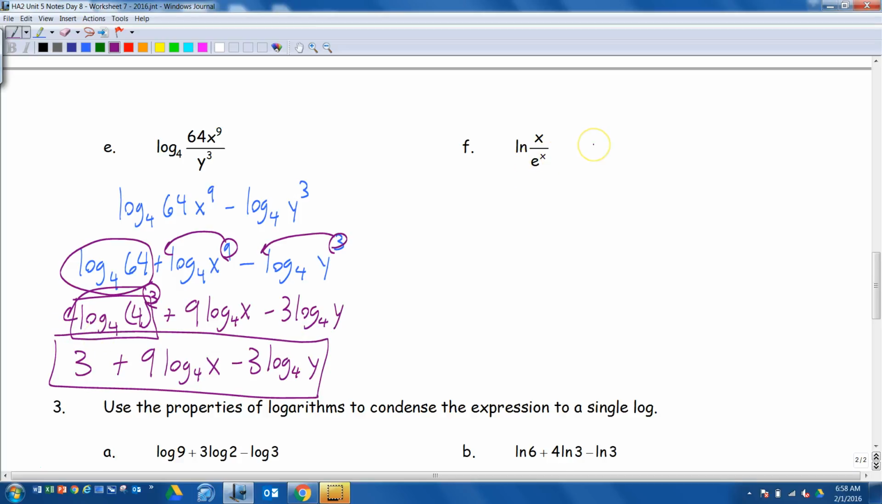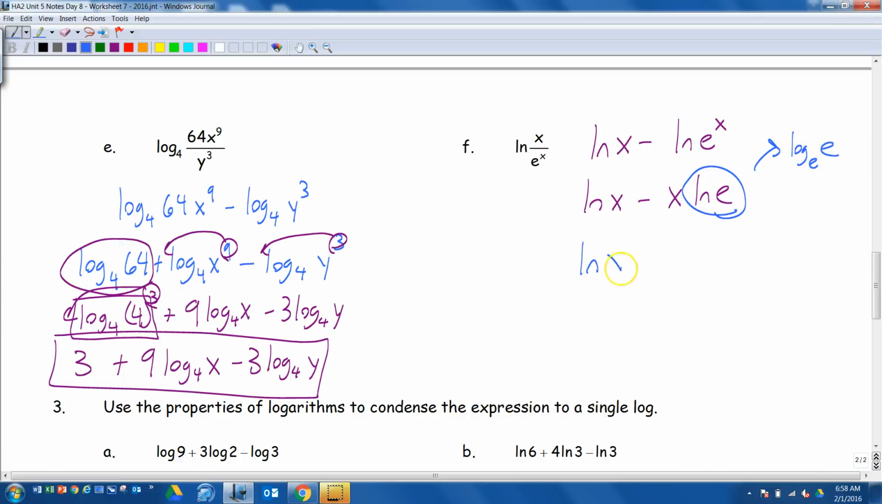Alright, same thing with natural log. Remember, natural log is base e. So, if I split this with division: natural log of x minus natural log of e to the x. Bring the x down: natural log of x minus x natural log of e. Guys, remember, when you see natural log of e, you can type this in your calculator. This is the same thing as log base e of e. Again, when the bases are the same, you just get 1. So this turns into the natural log of x minus x, because that goes to a 1.